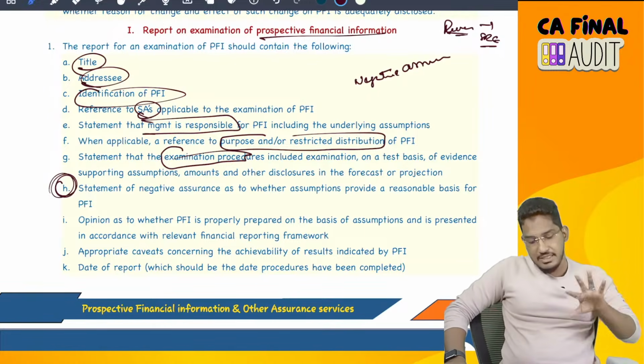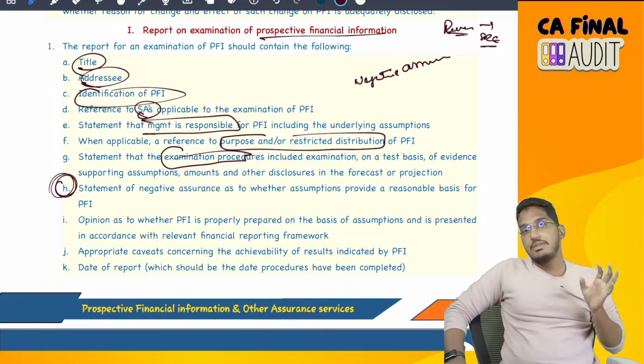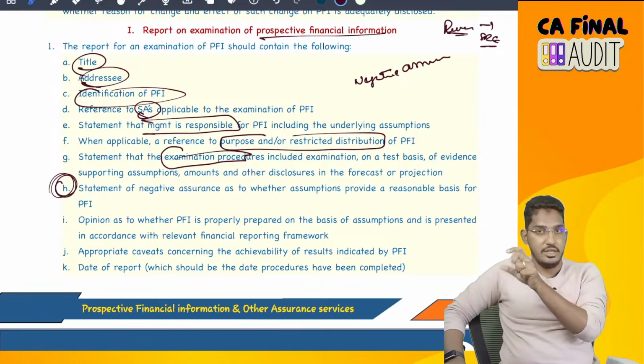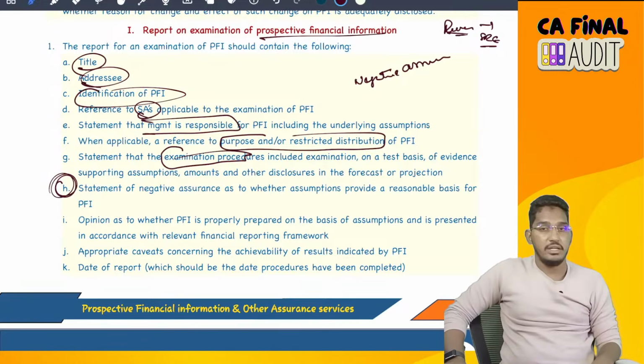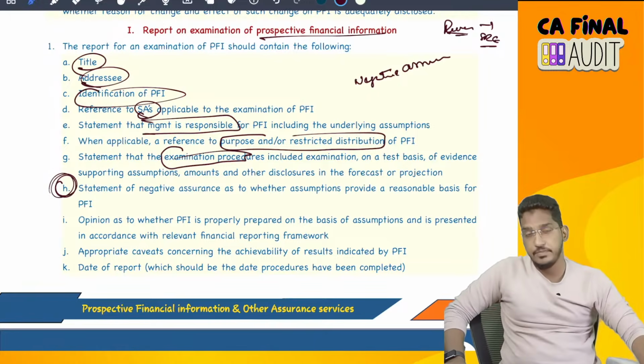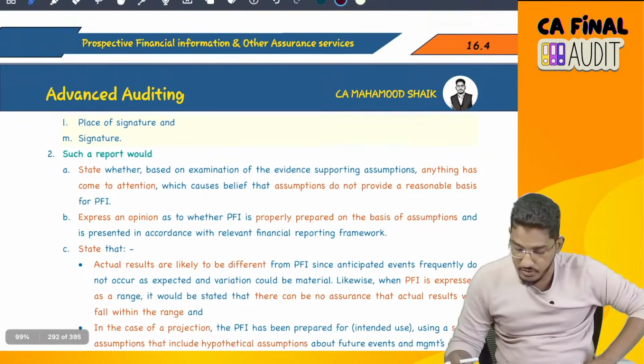But in review engagements, the same thing they say in a negative way. They say that nothing has come to our attention which makes us believe that financial statements are misleading. Only a positive thing they are saying, but they are putting it in a negative phrase. The same negative assurance we have to give even in SAE, in the case of prospective financial information.